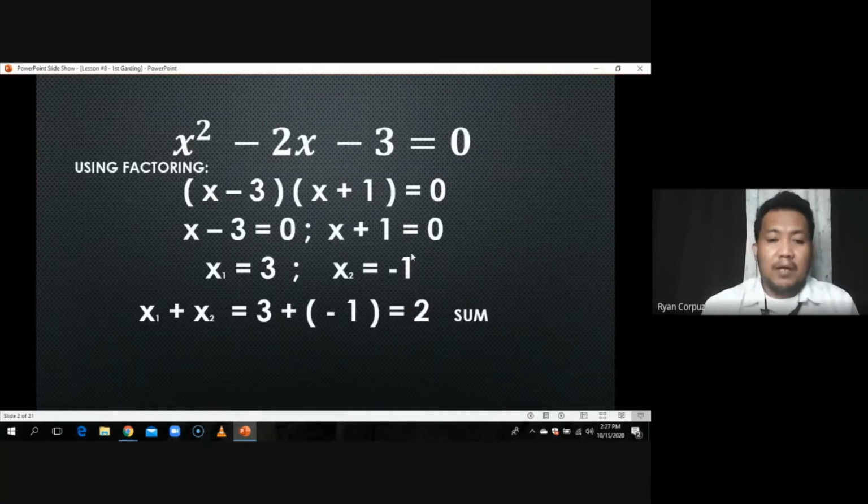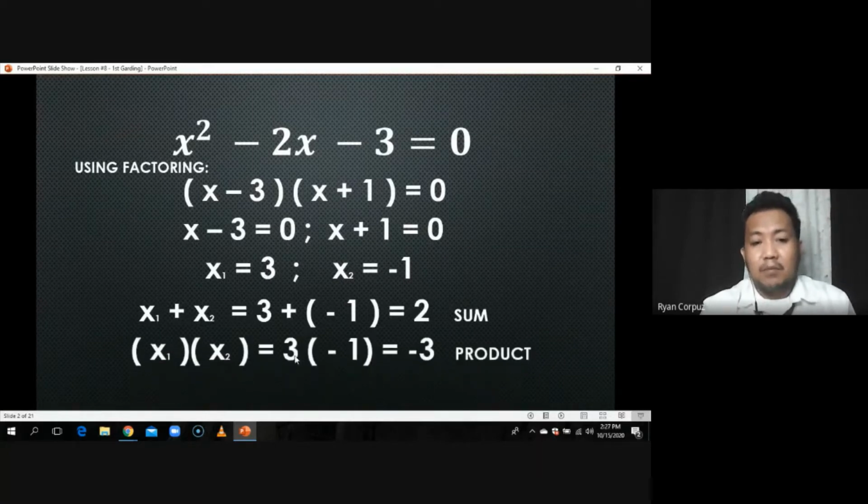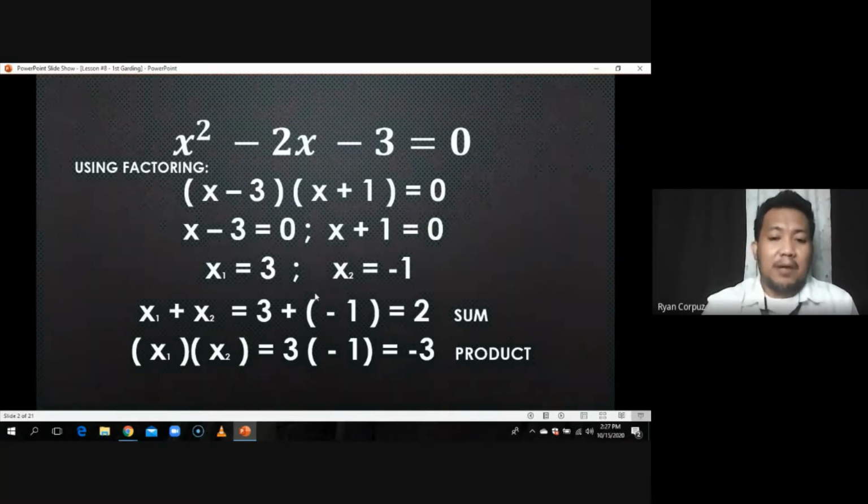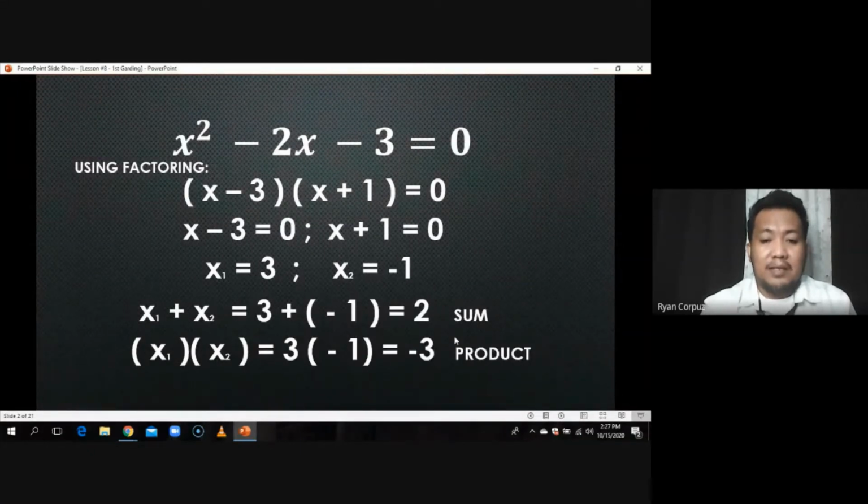Well, how about the product? You're just going to multiply x sub 1 by x sub 2. So you'll have positive 3, which is x sub 1, times negative 1, which is x sub 2. We'll come up with the product as negative 3. So with these roots of the given quadratic equation, we got the sum and the product: the sum is 2, while the product is negative 3.